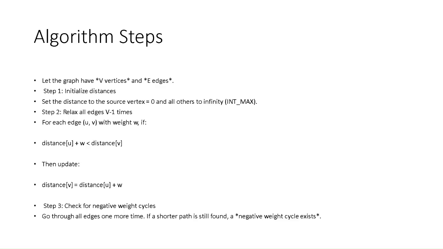Next, check for negative weight cycles. Go through all edges one more time. If the shortest path is still updated, a negative weight cycle exists.